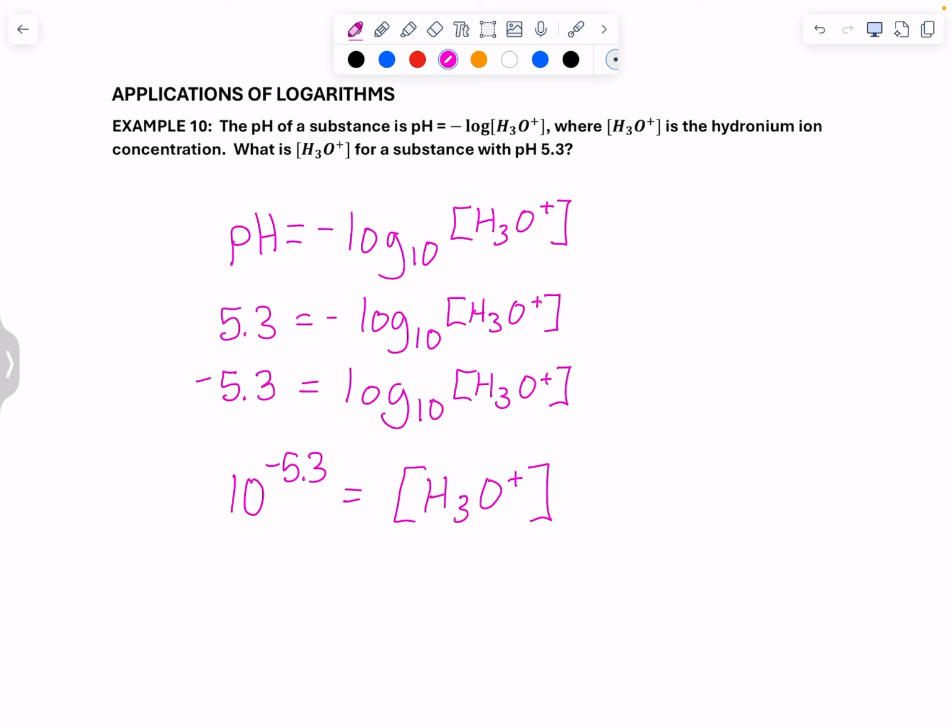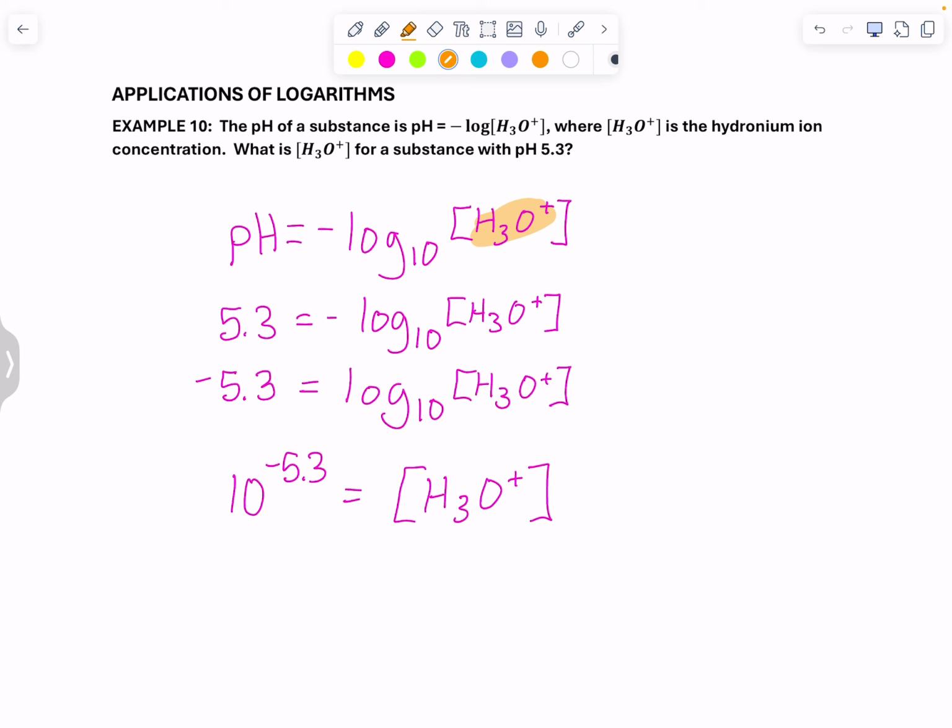Applications typically are very straightforward. A lot of these applications, they're literally just going to have you plug in something for H3O, and then you just evaluate your log. So the H3O is just kind of there to throw us off? I don't think it's there to throw you off. I think that's just how they describe the variable. Because it's a compound, right?